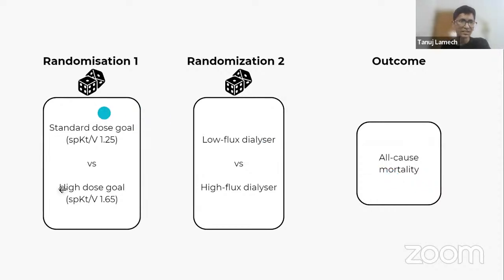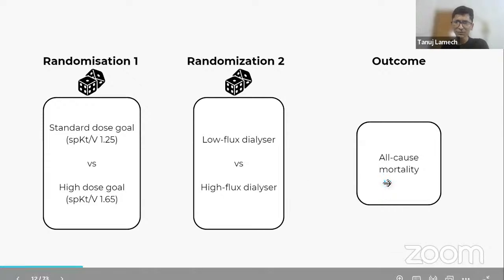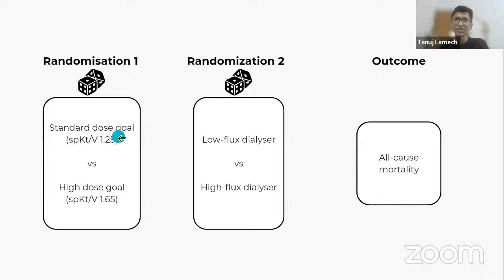So what they found was, it doesn't matter if you go more than 1.25. People who got 1.65 actually did not have an improvement in mortality. So 1.25 seems sufficient. There's no point in going above that, and we'll come back to why later.